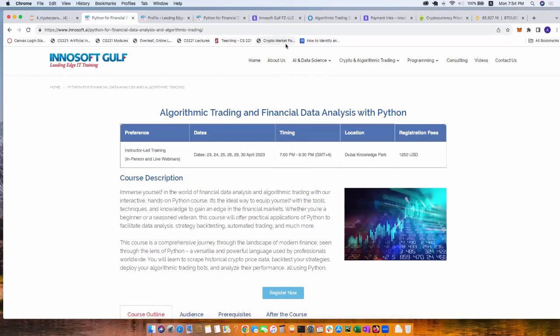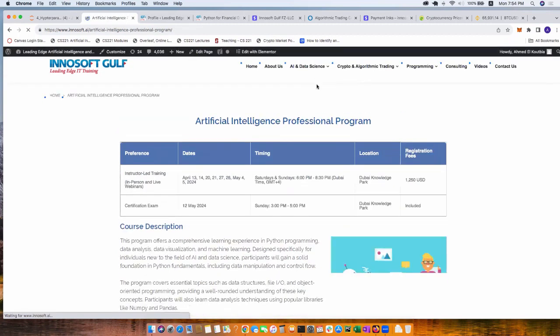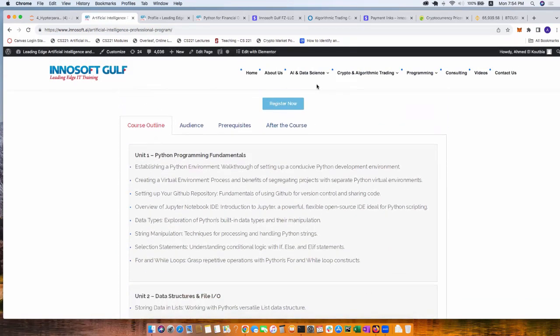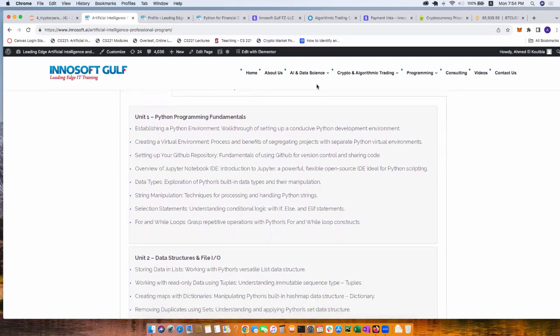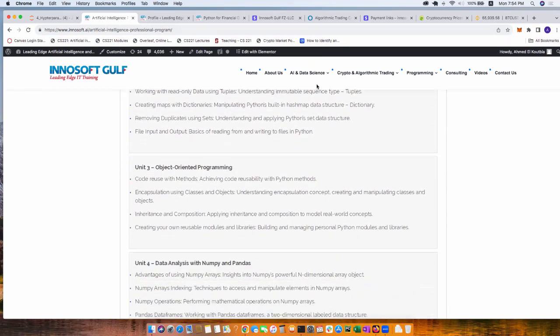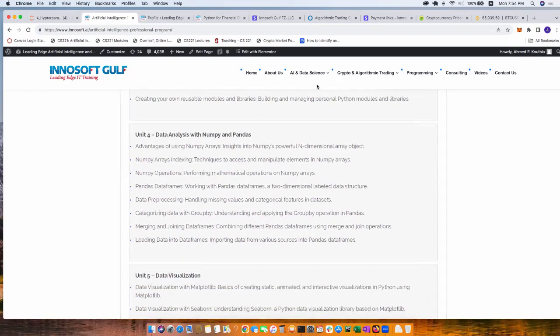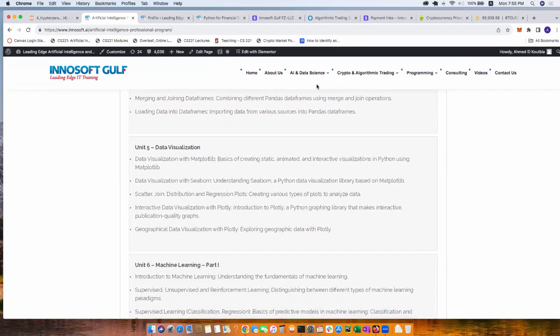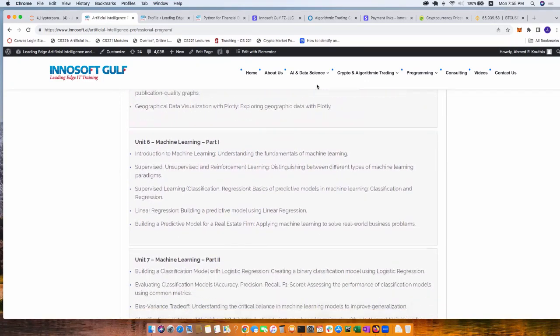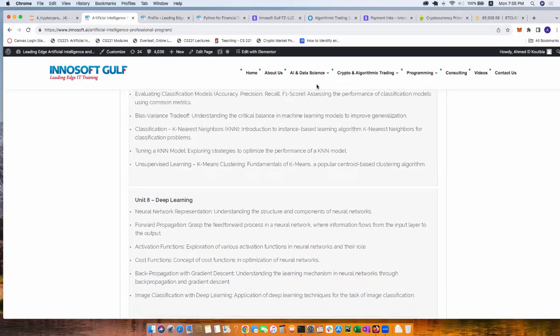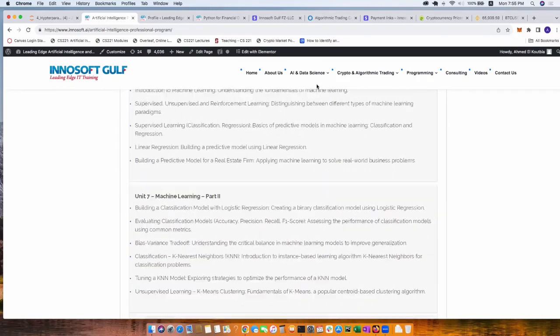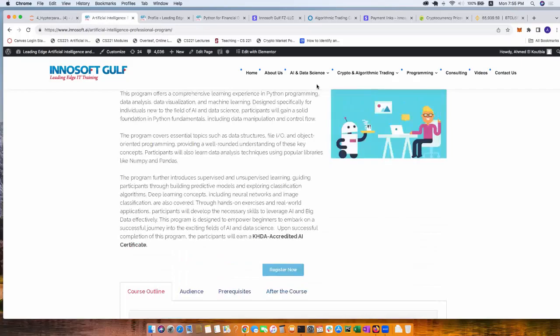If you don't know Python, then I would recommend taking our AI professional program, which covers the foundations of Python. If you scroll down, it covers the foundations of Python, object-oriented programming in Python, data analysis, and data visualization. It also covers machine learning, and it even covers deep learning. So these are some of the best programs that I would recommend.